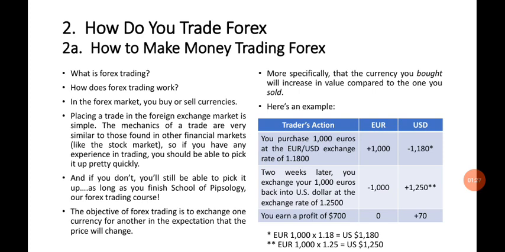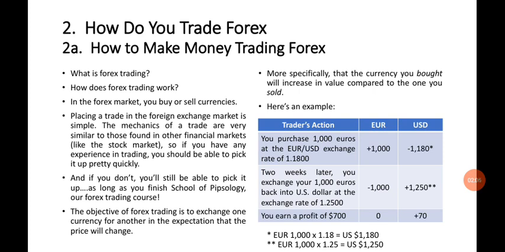Here's an example. Trader's action: you purchased 1,000 euros at the EUR/USD exchange rate of 1.1800. So the euro you bought is 1,000, and your USD is 1,180. Now, how did you get that US dollar amount of 1,180? That is the euro of 1,000 times the exchange rate, which is 1.18, which gives you 1,180.